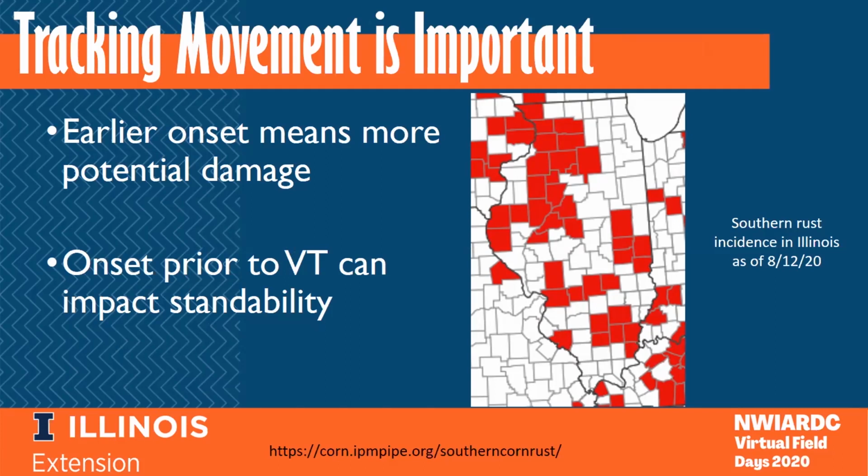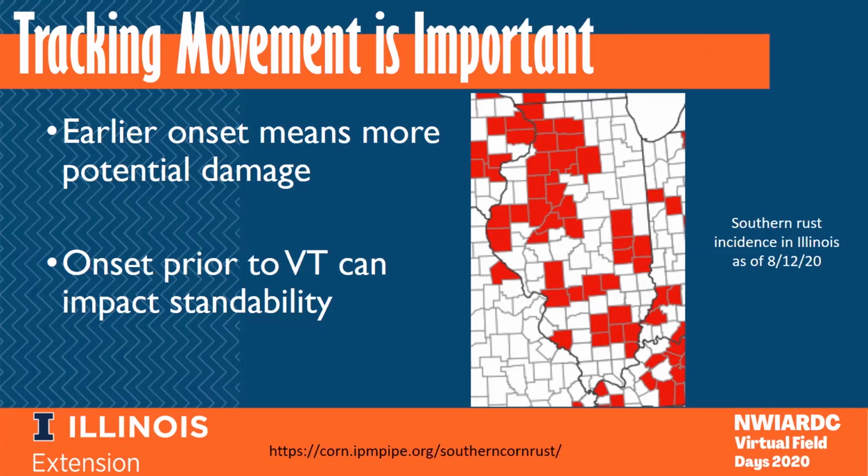So if you have this disease moving in prior to tasseling, you can have some major issues, not just with yield, but also with standability. And if you get it taking off anytime between tasseling and R4, you're going to see potentially some significant yield losses occurring if it's widespread throughout your field.